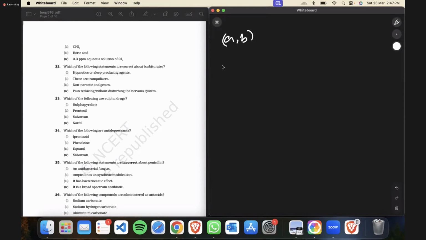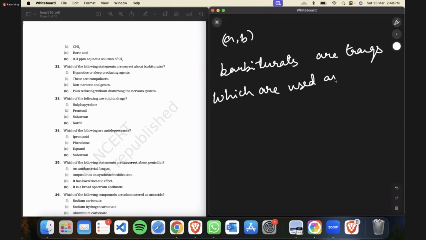So, barbiturates are drugs which are used as hypnotics or sleep-inducing agents.